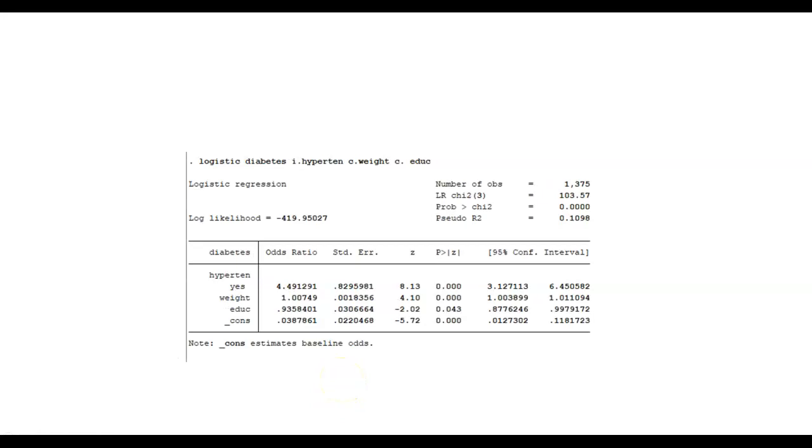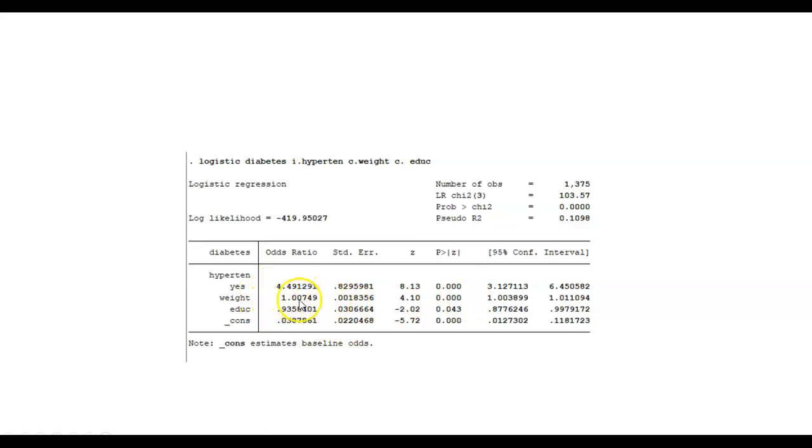What if we wanted to throw in another variable? What if we wanted to throw in someone's years of education? In this case, education is a continuous variable, so we put that c. dot right in front of it again. And again, look at this. It's significant. Now, are all these variables significant? Yes. So we have this is below 0.05, and these are all much, much lower than 0.05.